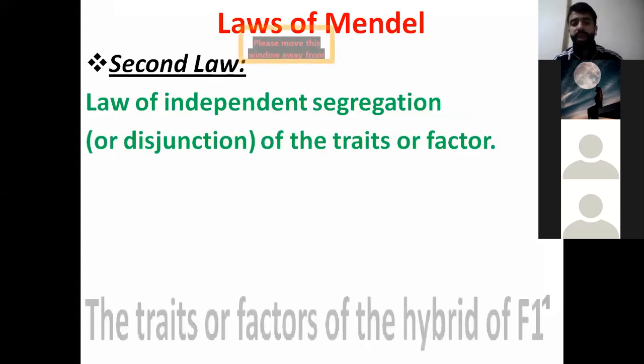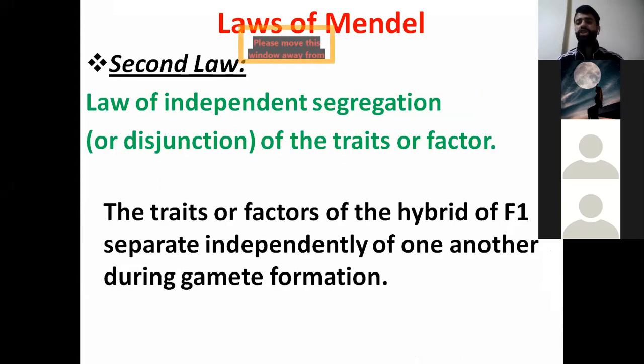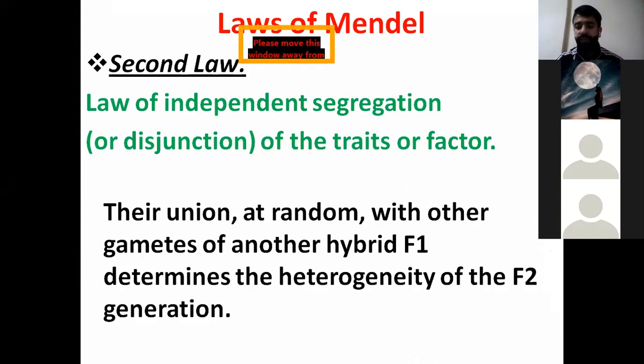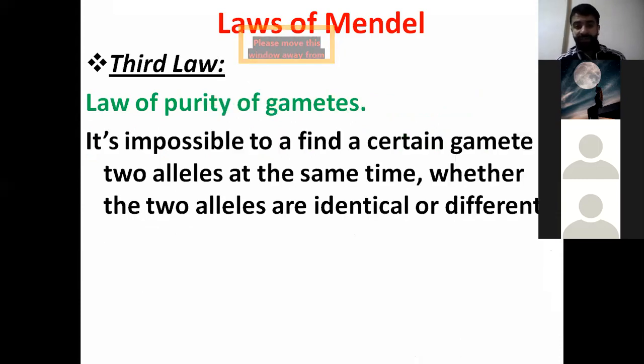Second law, law of independent segregation or disjunction of the traits. The traits of F1 are separated independently during the formation of gametes. Whenever they meet, they lead to the F2. So F1 with F1 will lead to the F2. In the F2, we have different phenotypes. This is called the heterogeneity of the F2.